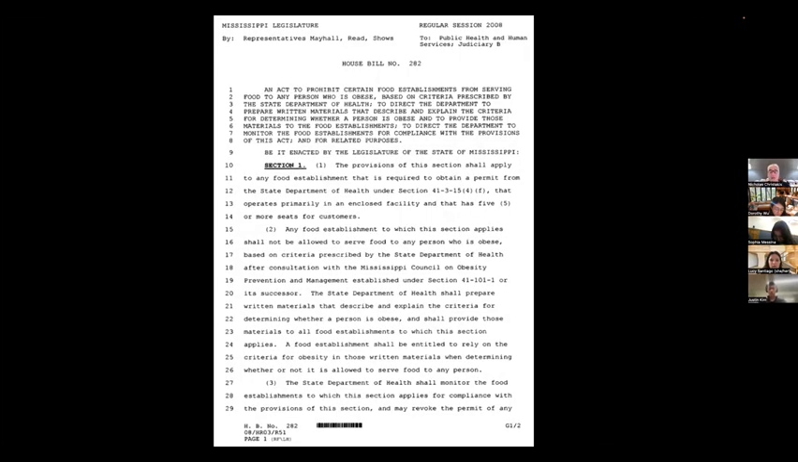In fact, there was a bill filed in 2008 by the Mississippi State Legislature, apparently because the legislature was motivated by its first-in-nation status, and it was, quote, an act to prohibit certain food establishments from serving food to any person who is obese based on criteria prescribed by the State Department of Public Health. Just like bars are not supposed to serve alcohol to people who are drunk, Mississippi said, well, why don't we pass laws that say we're not supposed to serve food to people who are obese? I suspect some of you think this is going too far, and you'd have to think about why.